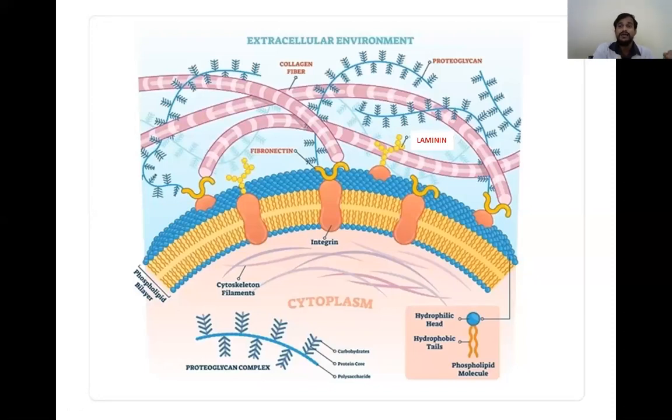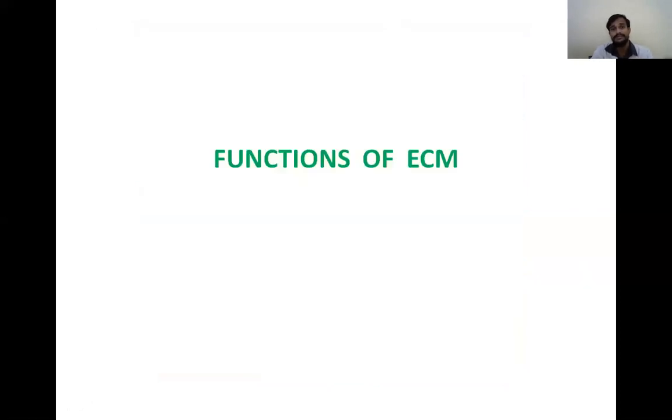So we had seen the components of extracellular matrix, the three important components: proteoglycans, the structural proteins collagen and elastin, and adhesive molecules fibronectin, laminin, and integrin. So coming to the functions of extracellular matrix, first we will see the functions of individual components.